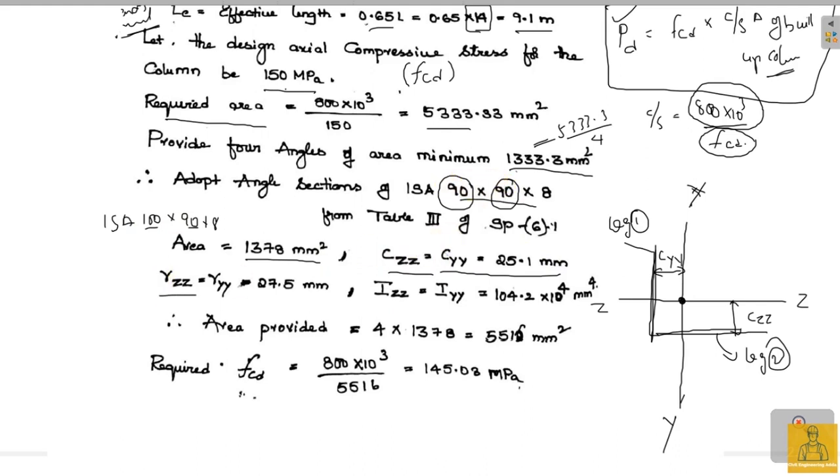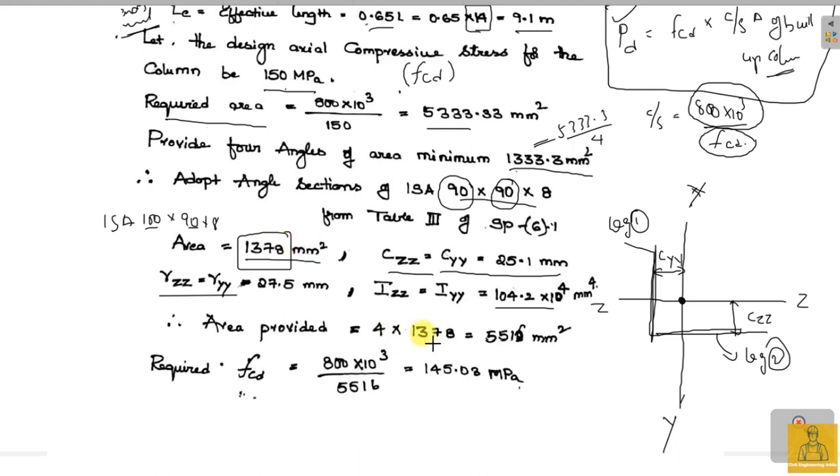So RZ and RY, the radius of gyration about the ZZ axis and about the YY axis, is going to be 27.5, and the moment of inertia about the YY axis and ZZ axis is 104.2 into 10 to the power of 4 mm to the power 4. It is going to be equal. So since I am using an angle section whose area is 1378, I am using 4 angles of such nature.